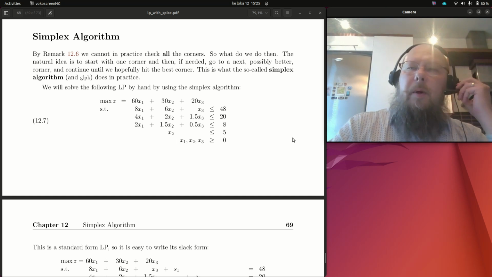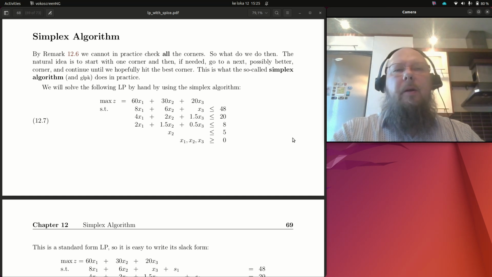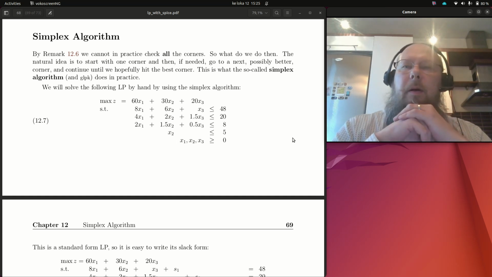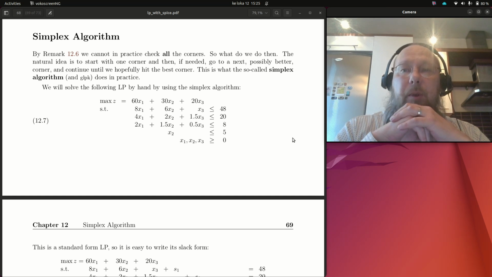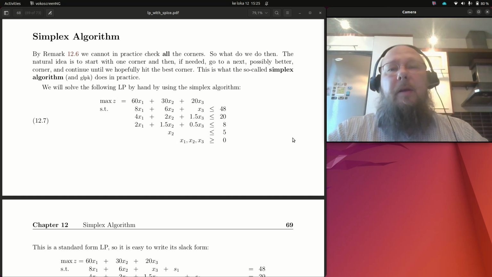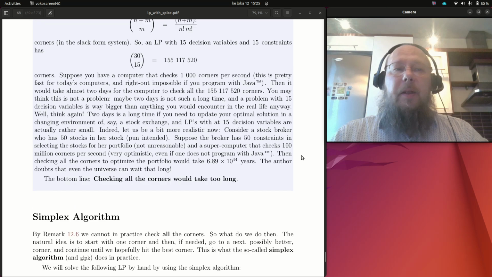Hello everybody and welcome to the very, very last video lecture of the Operations Research course. And in this final lecture we explain the so-called simplex algorithm by doing a small example, and this simplex algorithm is what actually GLPK does when it solves LPs. So maybe a little bit of repetition here.